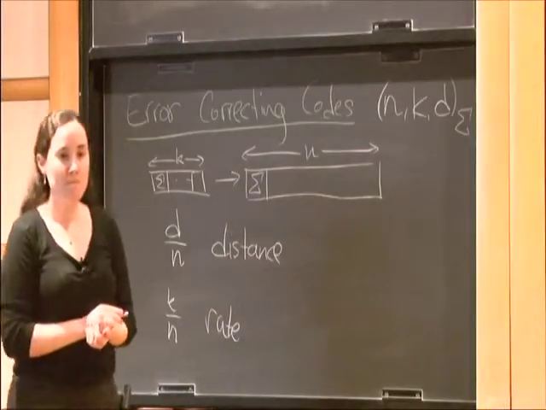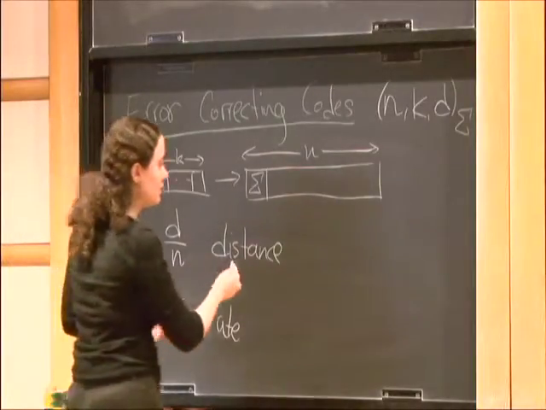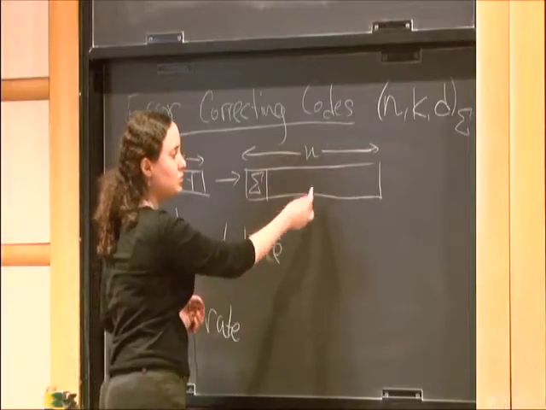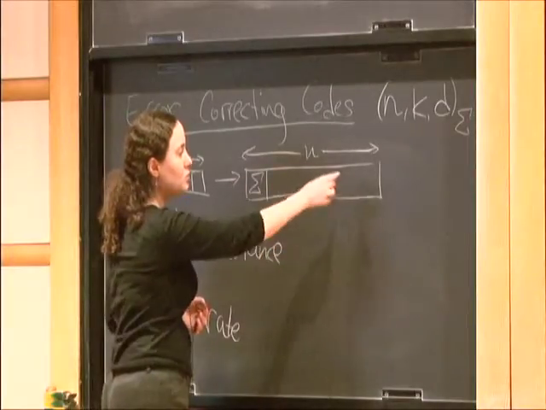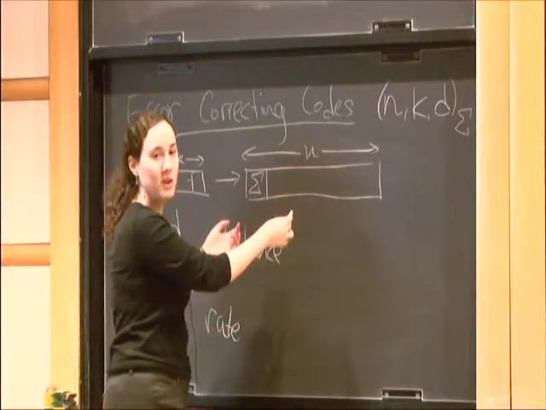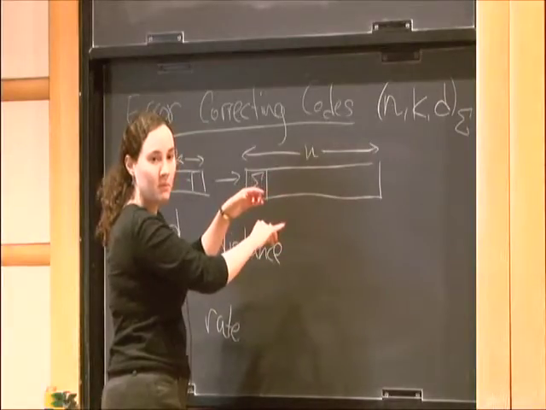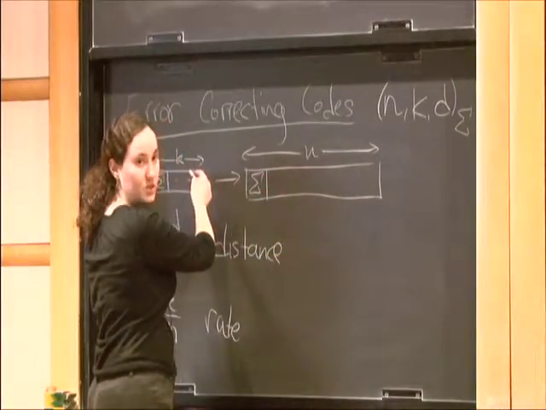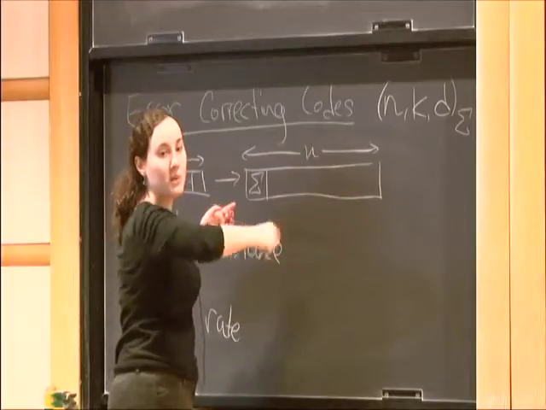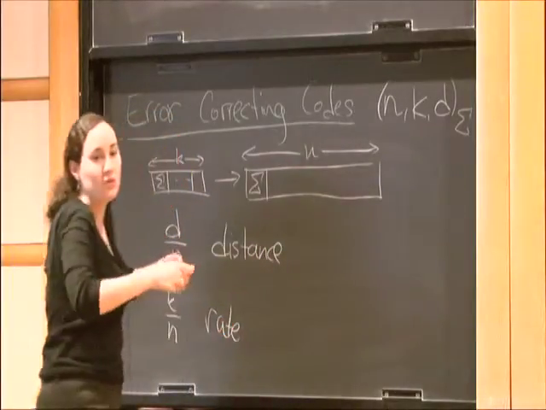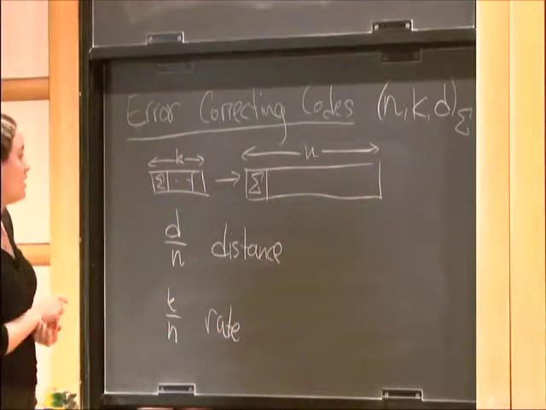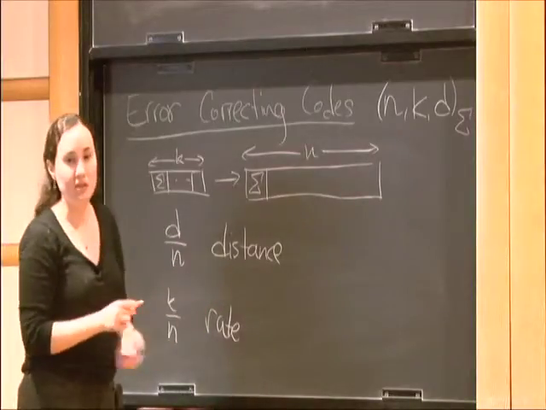What is the distance? You take two strings in the image of this transformation that came from distinct messages. How much they differ, on how many symbols they differ. And you want them to differ on as many symbols as possible. This is the Hamming distance.